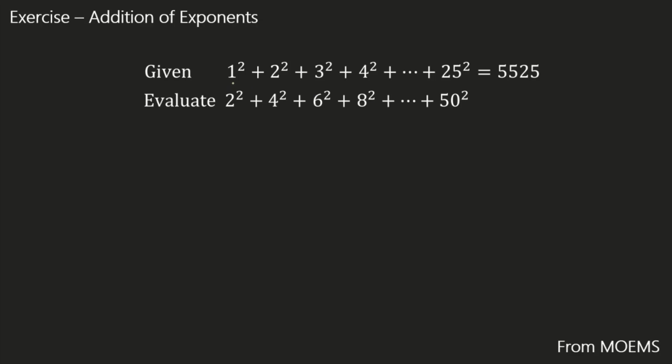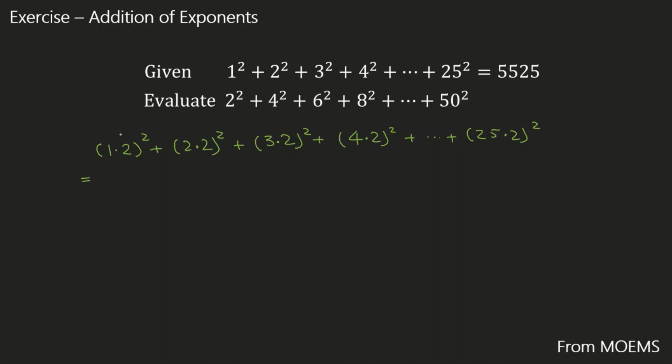Okay, so we have 1, 2, 3, 4. Some kind of correlation already starts to appear. Okay, so let's see if we do it that way, what we get. So 2 to the power of 2 is essentially 1 times 2 to the power of 2 plus 2 times 2 to the power of 2 plus 3 times 2 to the power of 2 plus 4 times 2 to the power of 2 plus so on and so forth plus 25 times 2 to the power of 2.